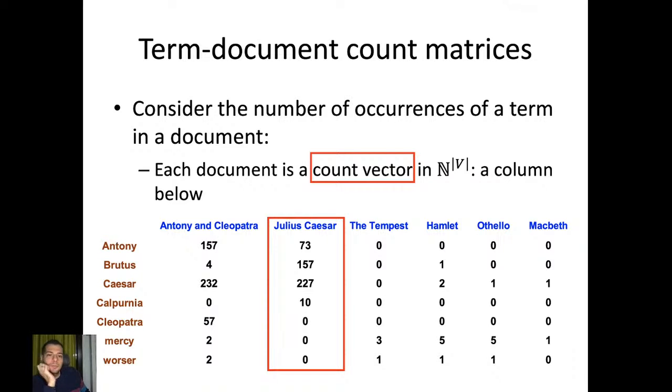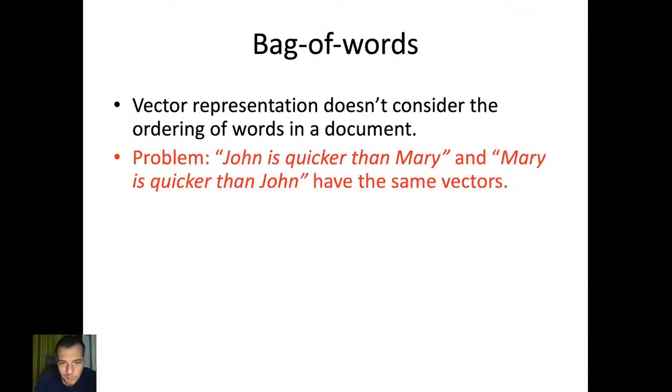And yeah, each document is a count vector. So this count vector is also known as the bag of words. So essentially in this representation, we know all the words that appear in the document, but we cannot put the document back together because we do not know the order in which these words appear. So the problem with the bag of words is that we cannot recover the order of words.